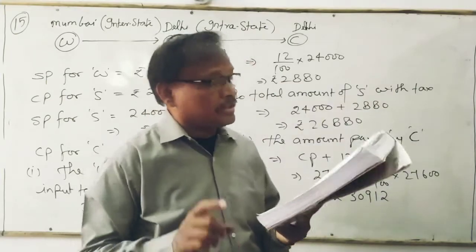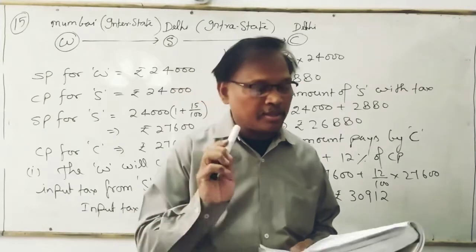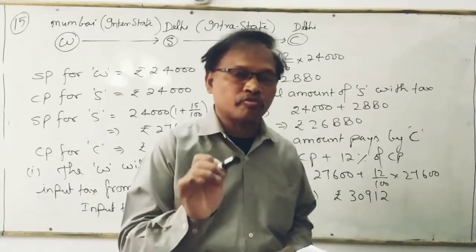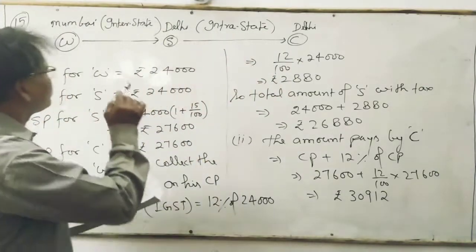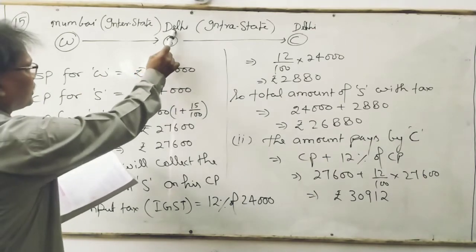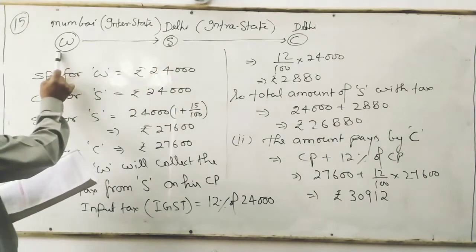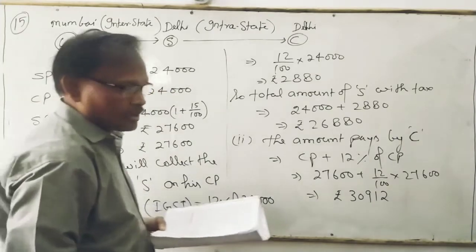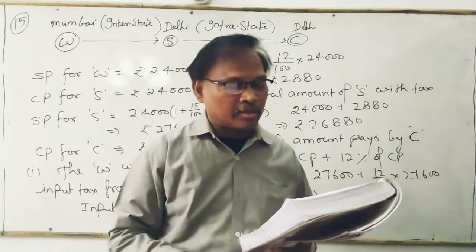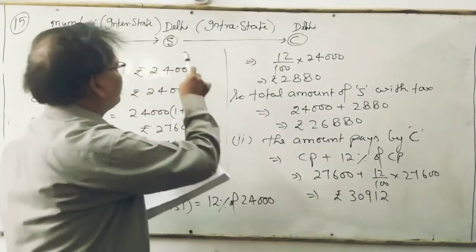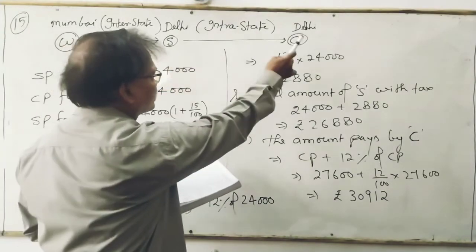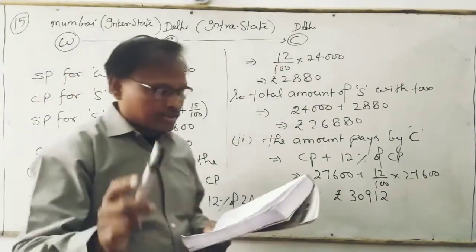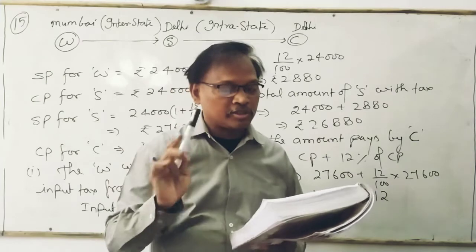A shopkeeper in Delhi buys an article at the printed price of rupees 24,000. Means a shopkeeper who is in Delhi buys an article from wholesaler who is in Mumbai, so at the rupees 24,000, and then shopkeeper sells the article to the consumer in Delhi. This shopkeeper sells the article to consumer who is in Delhi, means the same state, then at the profit of 15% on his cost price.